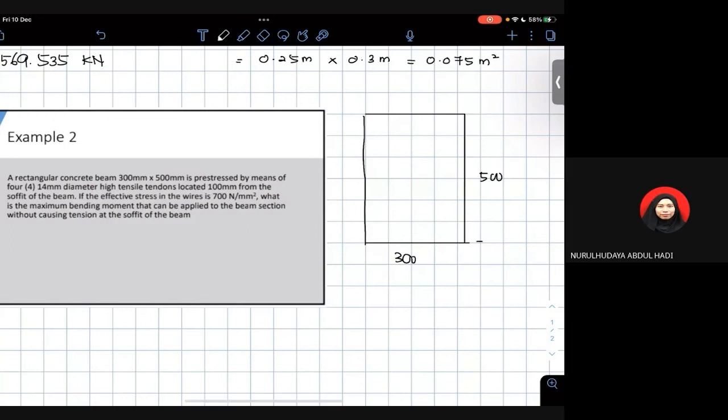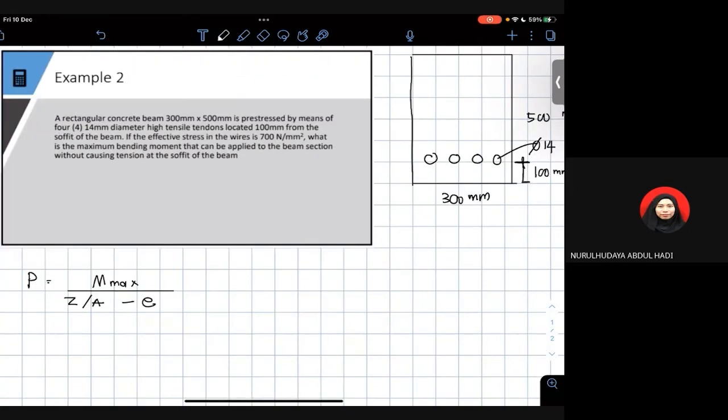So the soffit is at the bottom. So it is located 100 mm around here. Size is 14 mm. What is the maximum bending moment that can be applied to the beam section without causing tension at the soffit of the beam? So the question asks you to find the maximum. It wants the maximum bending moment.